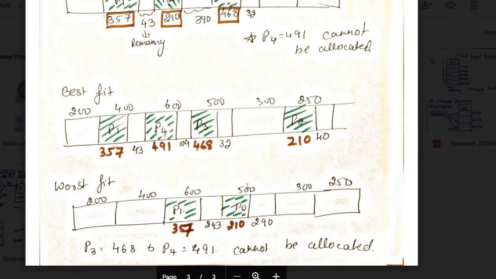So again, according to this problem, best fit is the best strategy used to allocate holes to the requesting processes.